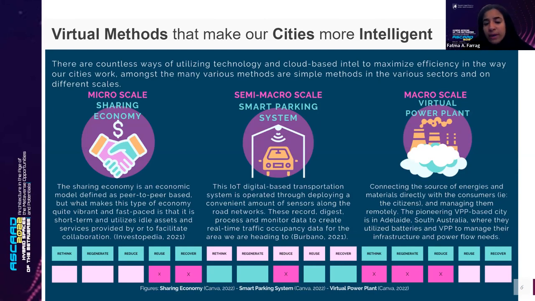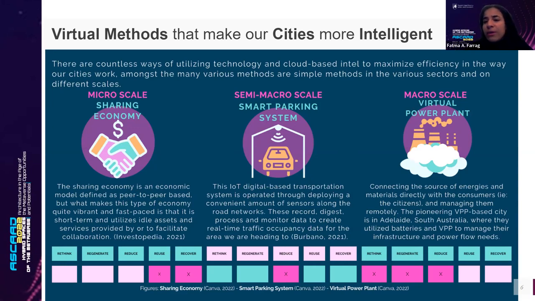As for the semi-macro scale, the smart parking system is an IoT-based digital transportation system and is operated through deploying a convenient amount of sensors along the road networks. These record, digest, process, and monitor data to create real-time traffic occupancy data for the area we're heading to. And it focuses on the reduce strategy.